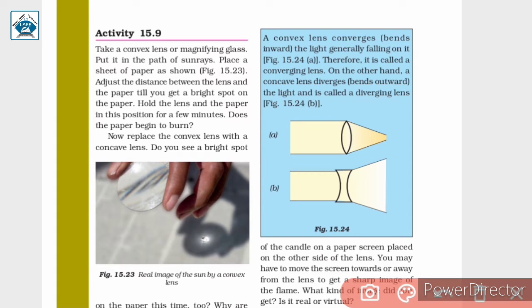While in case of a concave lens, it diverges, that is, in a similar manner when light rays are falling on it, it just diverges them, bends them outwards. So such an image is not possible to be obtained on a screen. So depending on what they do to the light, whether they converge or diverge, the convex lens is called a converging lens and the other lens, the concave lens, is called a diverging lens.